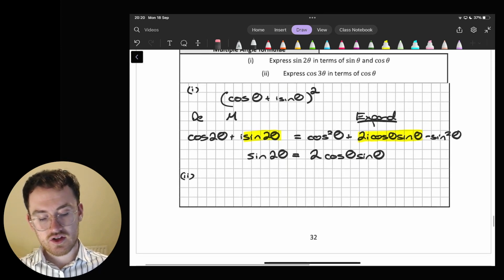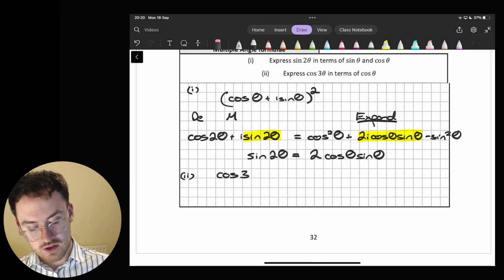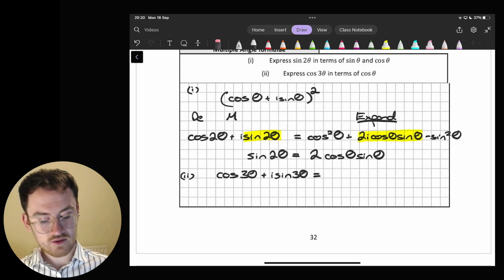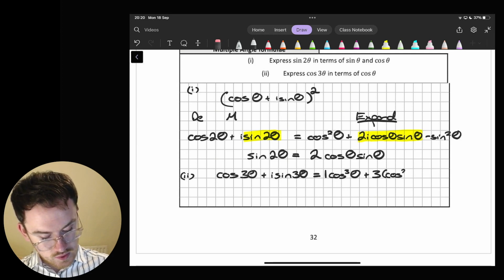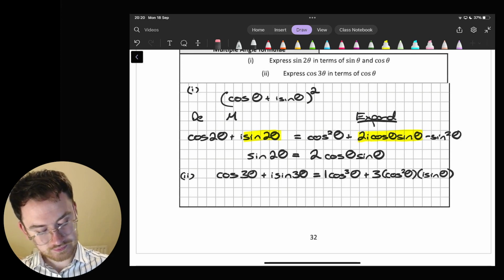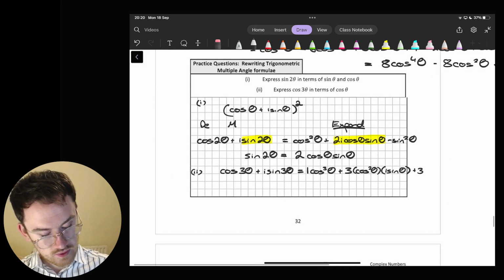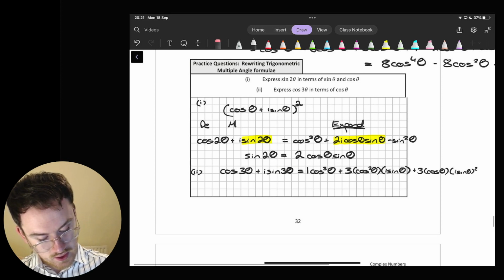Looking then at cos 3 theta, same idea again. If we use De Moivre's theorem, it's going to be cos 3 theta plus I sine 3 theta. And then on the right hand side, I'm using my binomial theorem. For multiplying that out, it's going to be 1 cos to the power of 3 theta plus 3 cos squared theta multiplied by I sine theta, plus 3 cos theta I sine theta squared plus 1 I sine theta cubed.